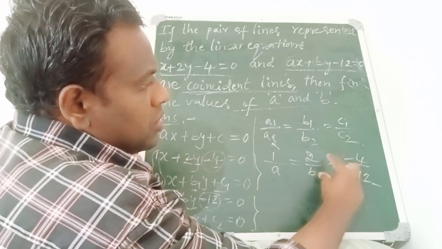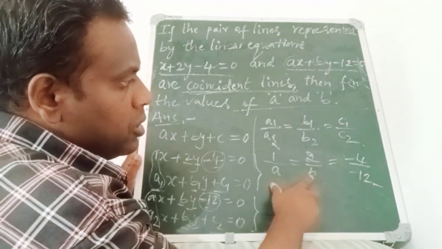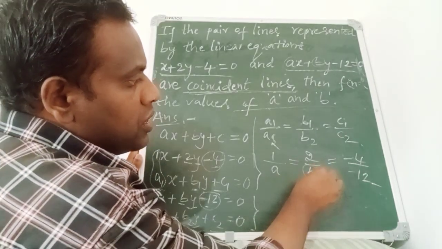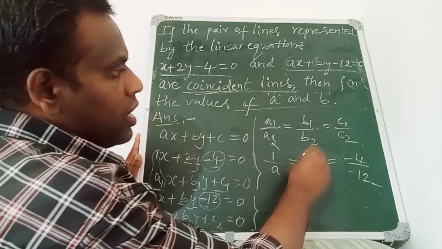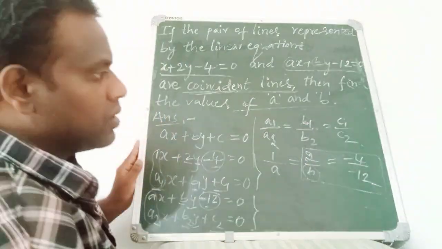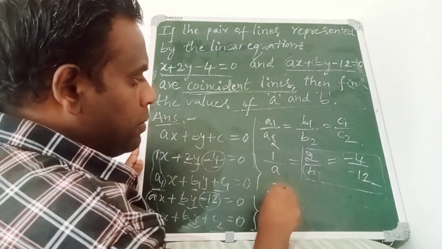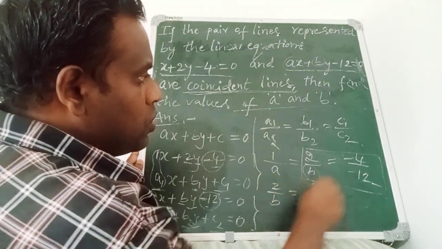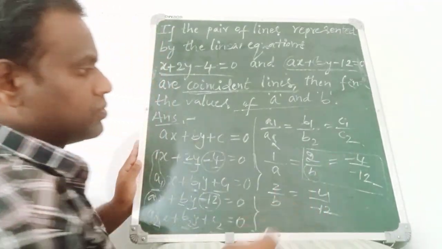Next come here. See, if you select these fractions, there is only one unknown, b. There is no a here. So you can select these two fractions first. I will write it here: 2 by b is equal to minus 4 by minus 12.